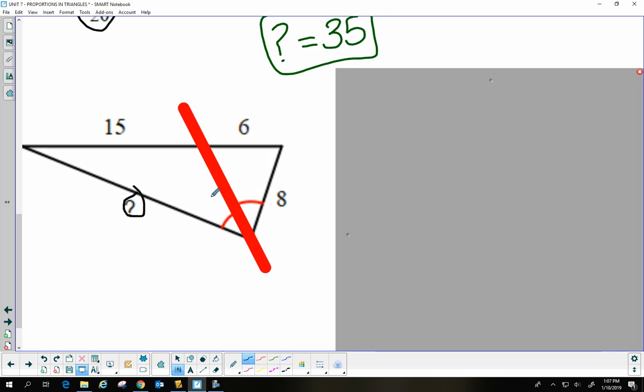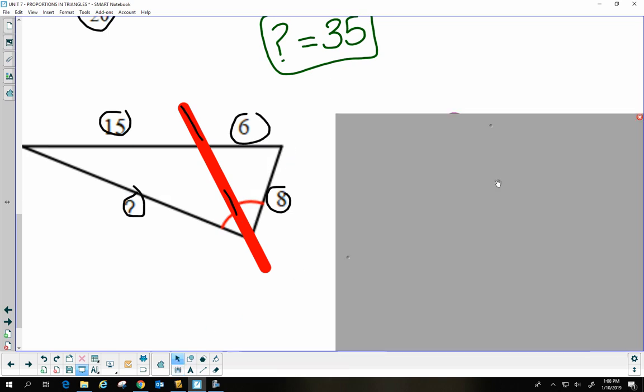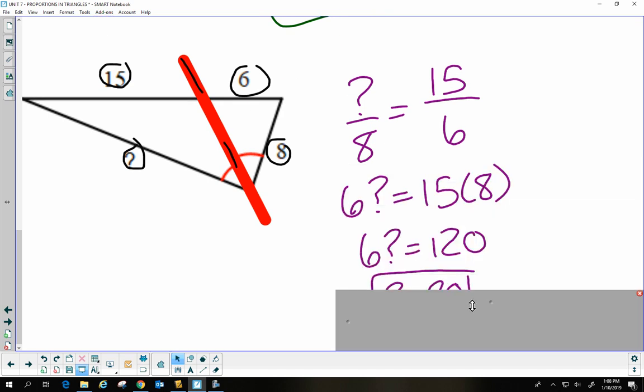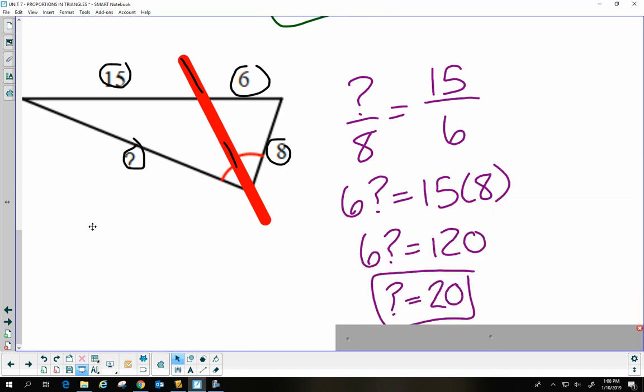I've got question mark divided by 8 and 15 divided by 6. And now I'm just cross multiplying and solving. Get my missing piece to be 20. So like I said, there's a whole bunch of different fractions we could actually write here, different proportions. But if you want to stay consistent, extend that angle bisector line and use it as a fraction bar to write two different fractions.